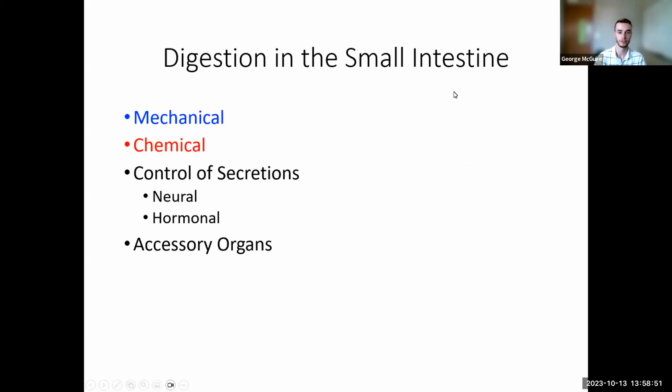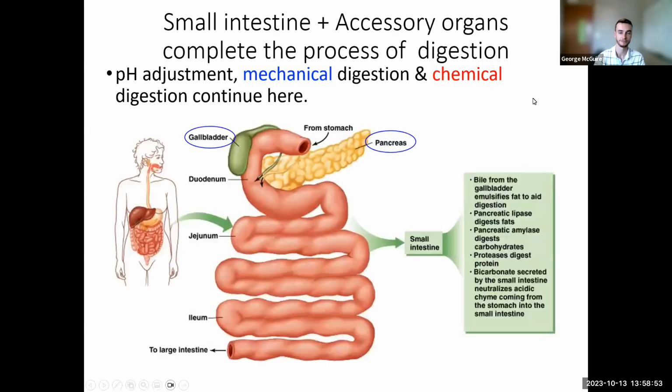Okay. So now moving into the small intestine. Once food has left the stomach and gets into the small intestine, there are a few things that are going to occur. We're still going to have a bit of mechanical digestion, and we're going to have a lot of chemical digestion. But also what needs to happen is a very quick adjustment of pH. That really acidic chyme coming out of our stomach needs to be buffered and become more basic as soon as possible, so that we can reduce the risk of damaging the intestinal cells that line the small intestine here.